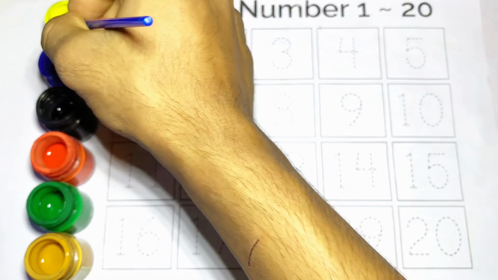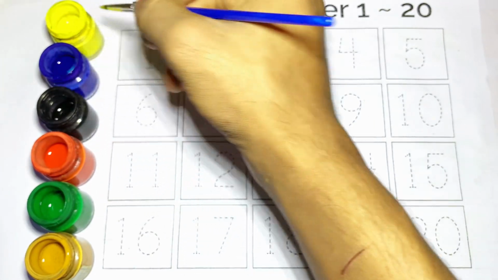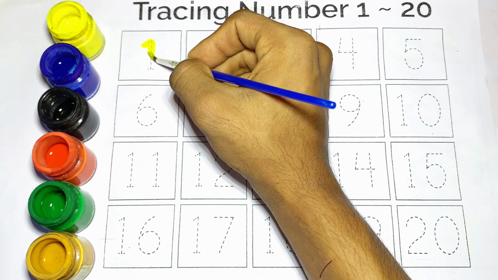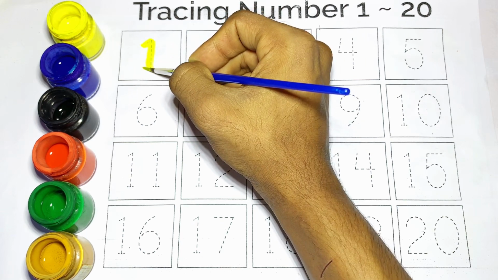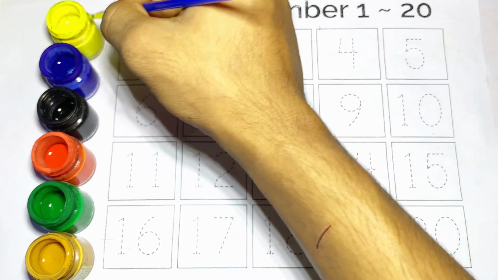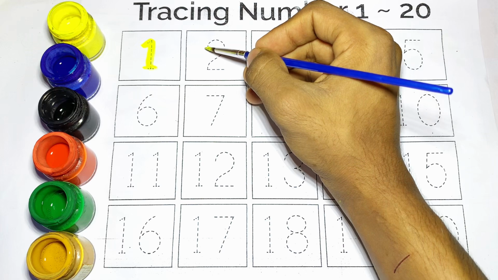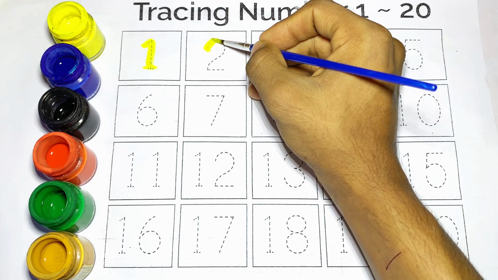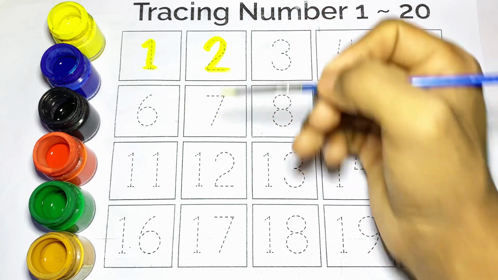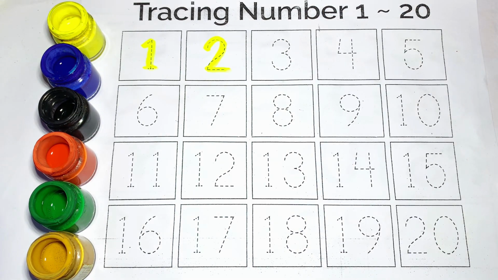Kids, first draw one. The numbers of one. One. And use yellow color. Kids, again use yellow color and draw 2. T W O, 2.